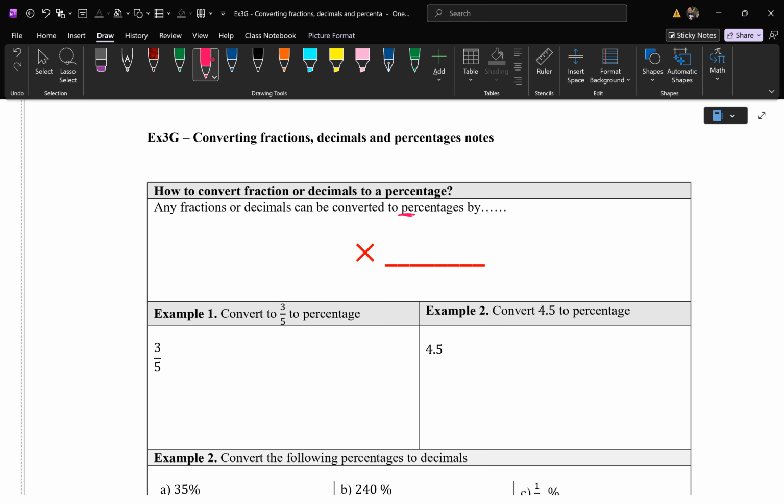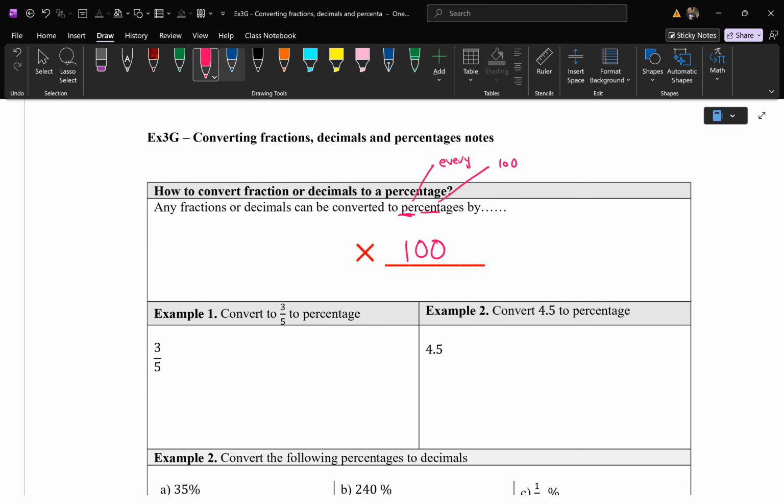Per means every. Cent means 100. So literally means you need 100 of them. Yeah? So every 100 of them. So any fractions or decimals can be converted to a percentage by simply multiplying by 100, because it literally means that you've got to have 100 of them.